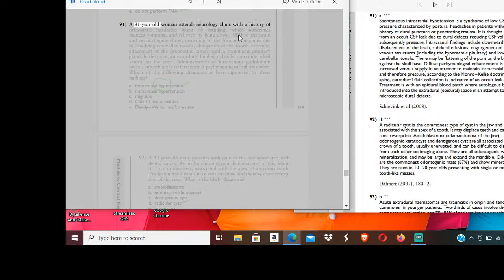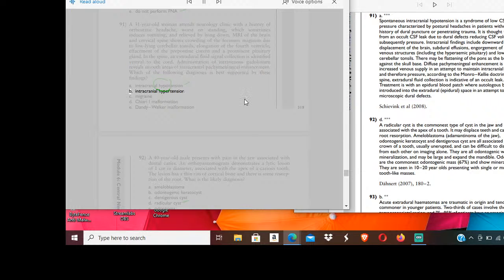91. A 31-year-old woman attends neurology clinic with a history of orthostatic headache, worst on standing, which sometimes induces vomiting, and relieved by lying down. MRI of the brain and cervical spine shows crowding of the foramen magnum due to low-lying cerebellar tonsils, elongation of the fourth ventricle, effacement of the prepontine cistern, and a prominent pituitary gland. In the spine, an extradural fluid signal collection is identified ventral to the cord. Administration of intravenous gadolinium reveals smooth areas of intracranial pachymeningeal enhancement. Which of the following diagnoses is best supported by these findings?